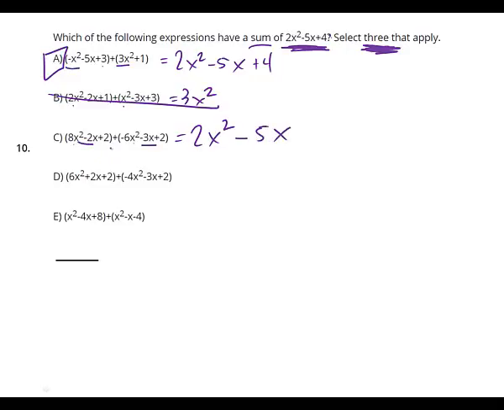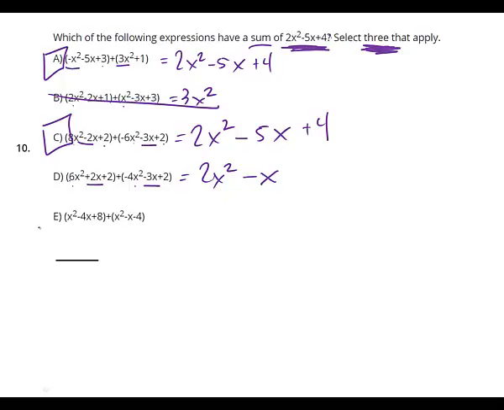It's looking good. What's 2 plus 2? 4. Did that one work? Yep, so that one's good. All right, 6x squared minus 4x squared. 2x squared. Good. 2x minus 3x. Negative, minus 1. Does that one work? No.